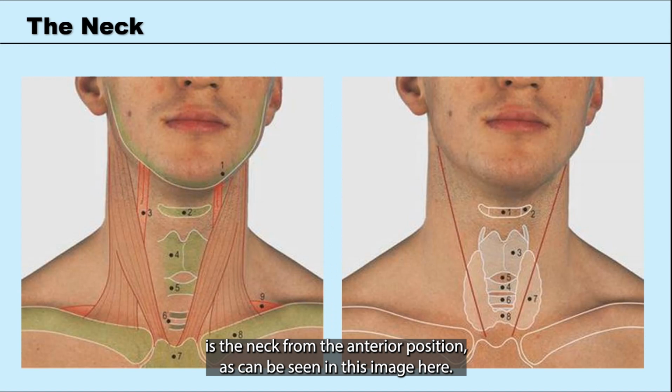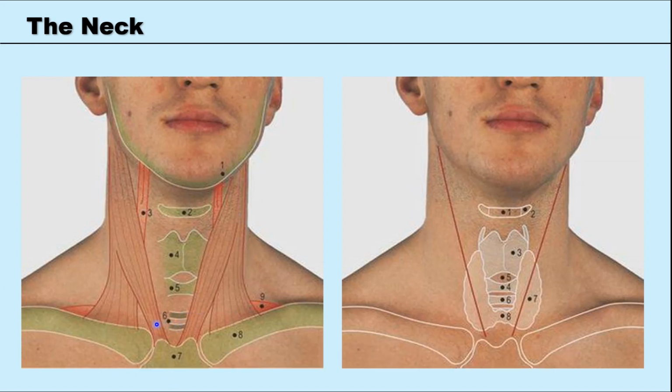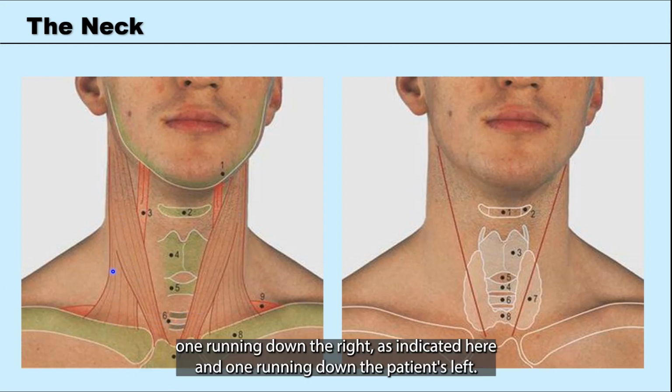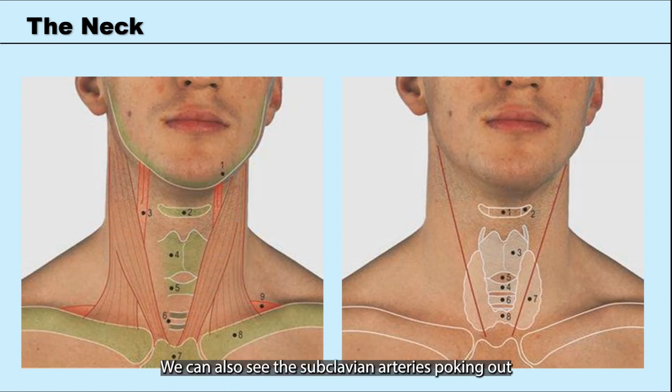All that's left to look at is the neck from the anterior position, as can be seen in this image. Here, on this image, we can see the two heads of the sternocleidomastoid muscle, one running down the right, as indicated here, and one running down the patient's left. We can also see the subclavian arteries poking out, just under here, within the omoclavicular triangle, as discussed in the previous image.